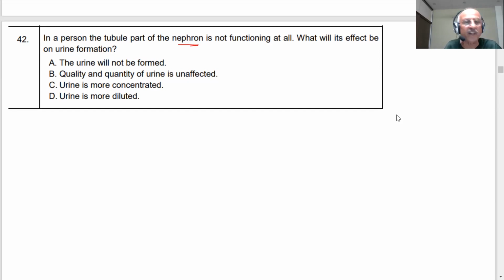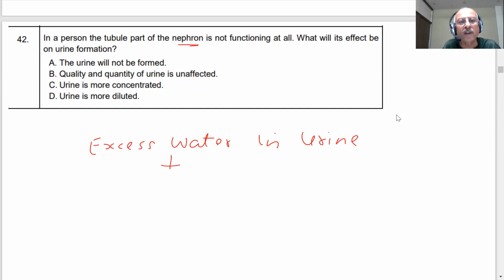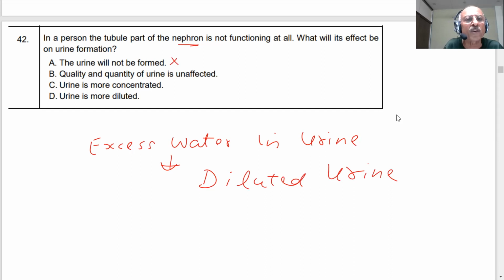Excess water will be there in the urine. If water is in excess, what will happen? More water means there is a diluted urine. Diluted urine, student. Some may say that if there is more water, urine will not be formed. That is not correct. Urine is more diluted. That is the correct answer. So the answer is D, student.